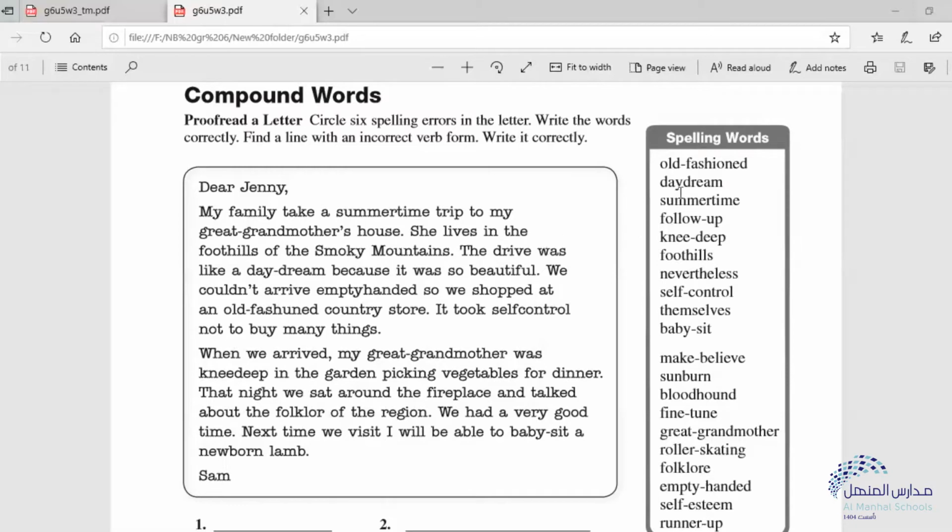So daydream here is not correct. What are we to do? We circle it. Circle daydream. And what you do next is, don't forget to write it correctly on the line. Good, let's continue.